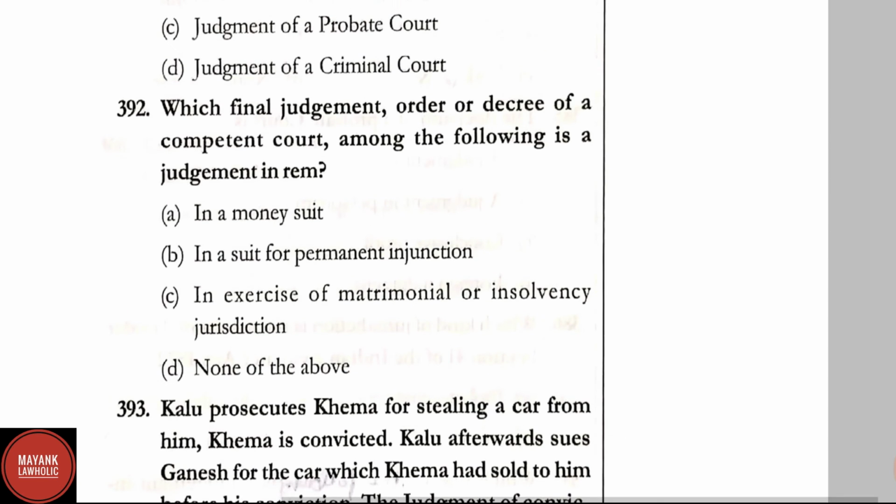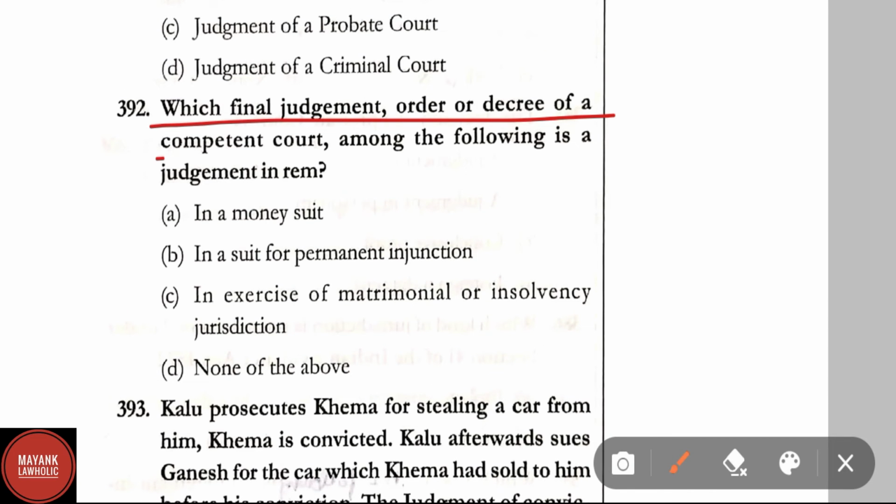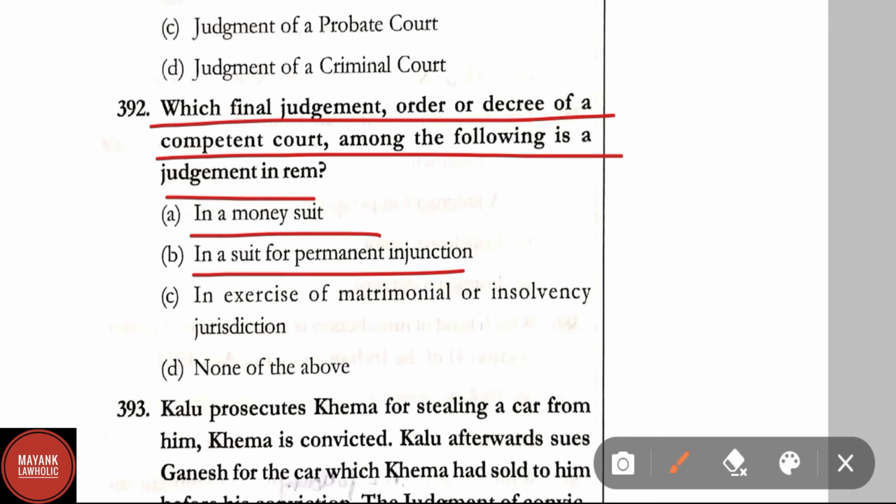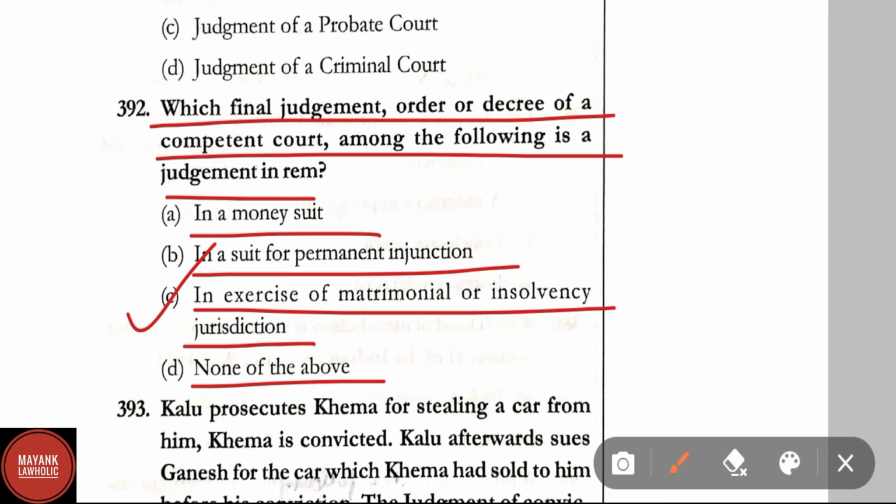Question number 392. Which final judgment, order or decree of a competent court among the following is a judgment in rem? Option A, in a money suit. Option B, in a suit for permanent injunction. Option C, in exercise of matrimonial or insolvency jurisdiction. And option D, none of the above. Here correct answer is option C, that is in exercise of matrimonial or insolvency jurisdiction.